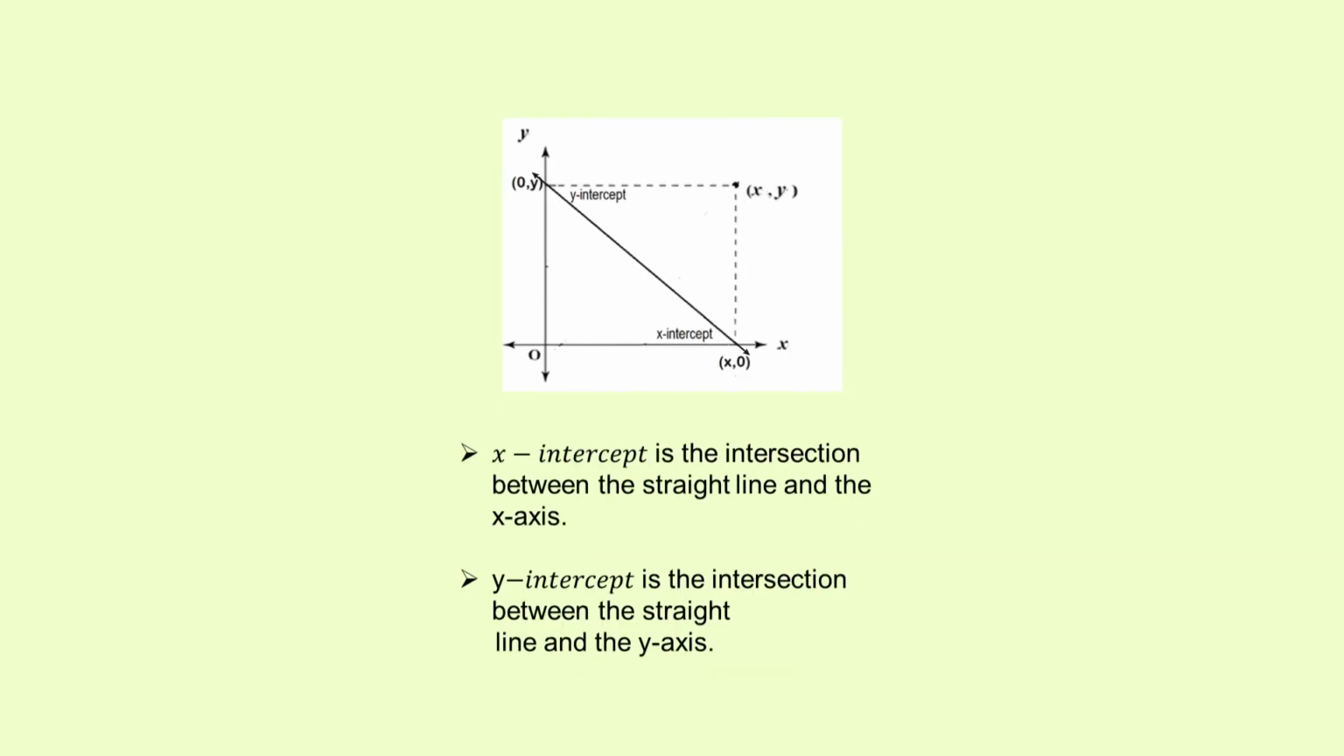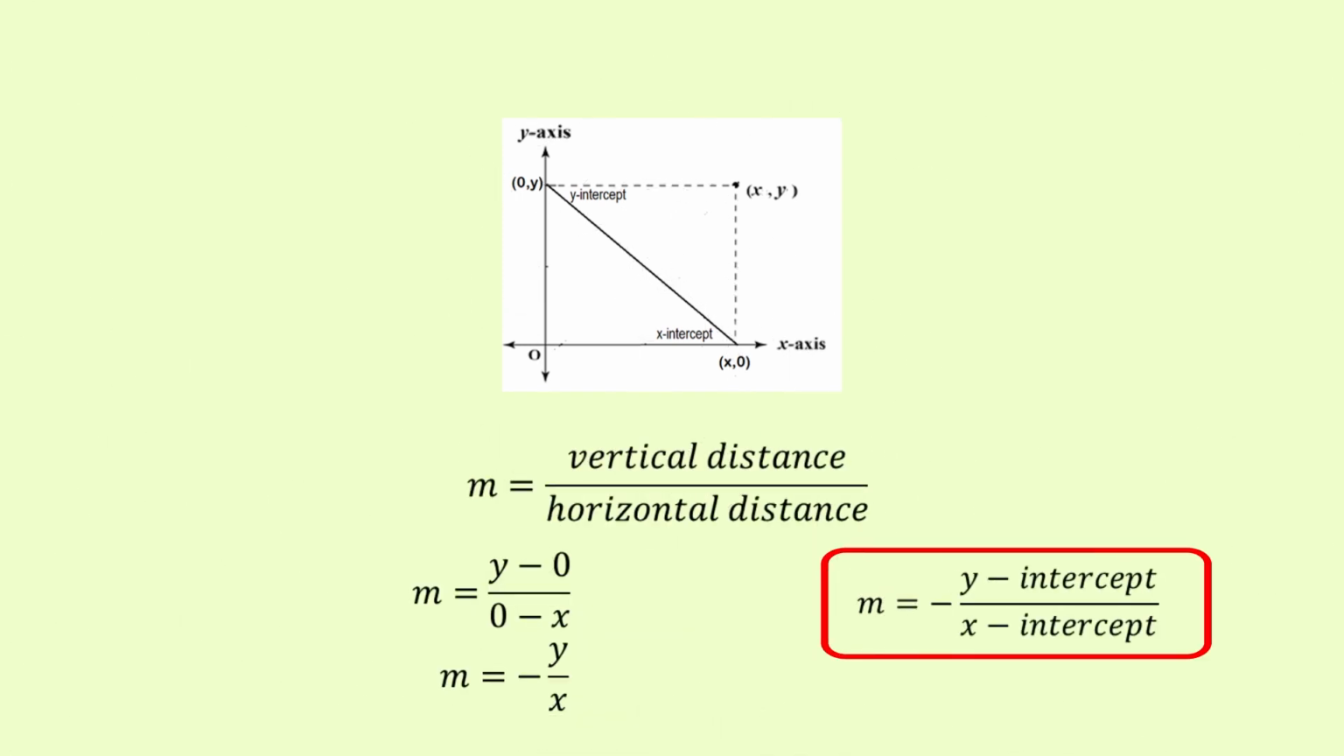Another way of determining the gradient is using the intercepts. X-intercept is the intersection between the straight line and the x-axis. And y-intercept is the intersection between the straight line and the y-axis. m equals y minus 0 divided by 0 minus x. m equals y over negative x, and finally, we can conclude m equals negative y-intercept divided by x-intercept.